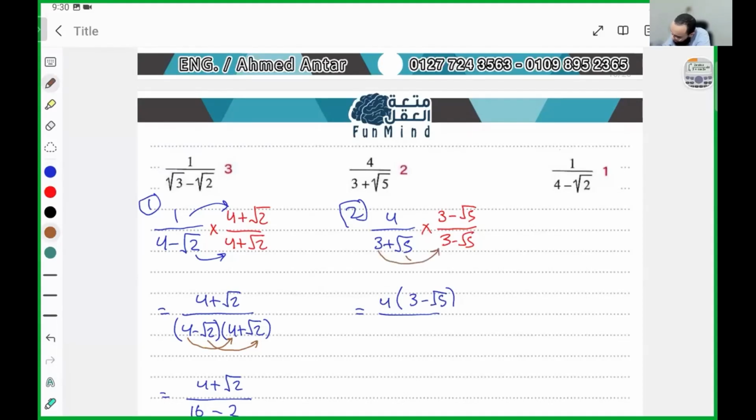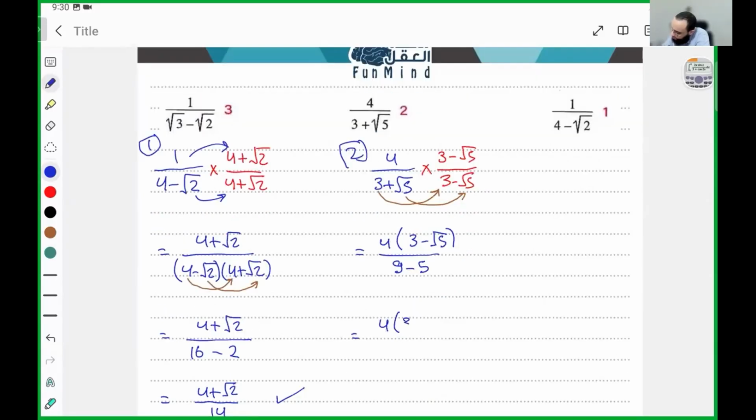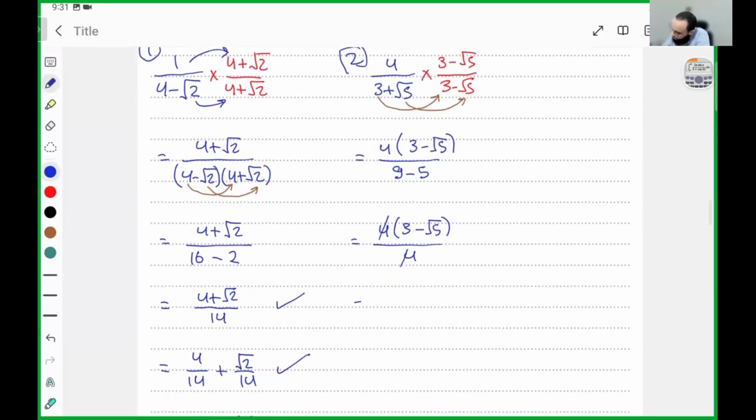3 times 3, root 5 times root 5. 3 times 3, 9, minus root 5 times root 5, 5. Okay? This is the 4, this is the bracket, and 9 minus 5 equals 4. You can delete the 4 with the 4. Then the answer is 3 minus root 5.